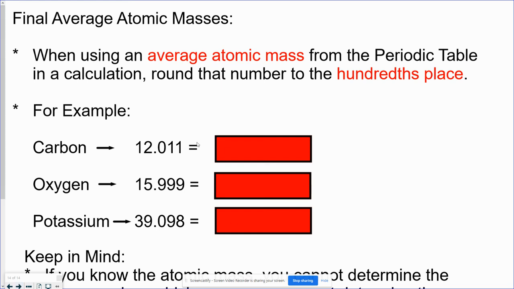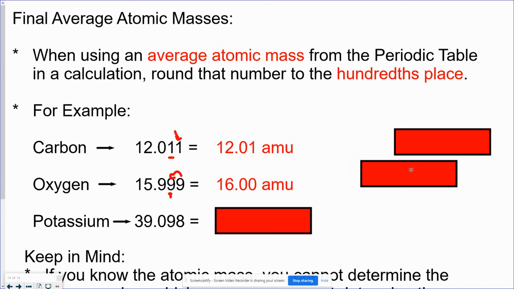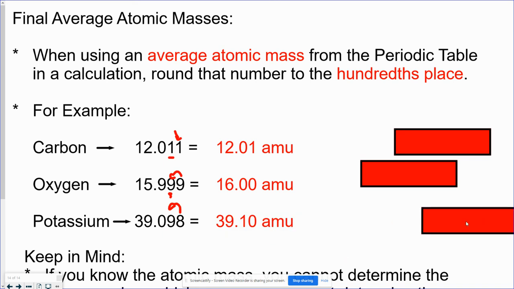And finally, if you were to have to round atomic masses, you might look at your periodic table and say, hey, Mr. Madej, it's already at the hundredths place. That's because we went ahead and rounded for you guys. Notice how this has a 1. Well, behind the 1 is a 1, so I don't round anything. Oxygen, behind the 9 is a 9. So that 9 rounds it up, which then rounds the 9 in front of it up and makes it 16.00. Potassium, the 8 rounds the 9 up, putting a 1 there, so you get 39.10.